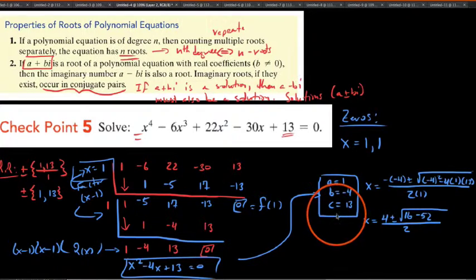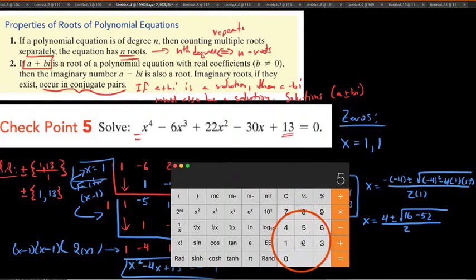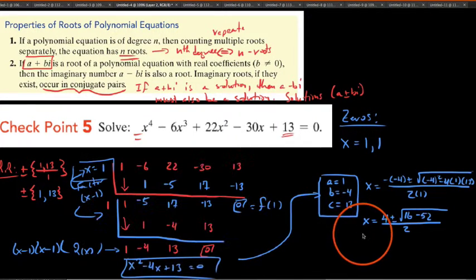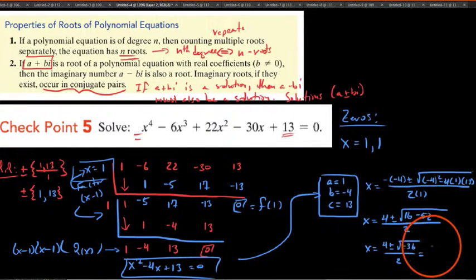I just want to bust out my calculator here because I don't want to make a mental error on something like this. We say 16 minus 52. So we have this negative 36 here. So we have x equals 4 plus or minus the square root of negative 36. Fortunately for us, we did get a perfect square under our radical. Unfortunately for us, I don't know why I look at imaginaries as being negative things. I just don't like them as much as reals, I guess.